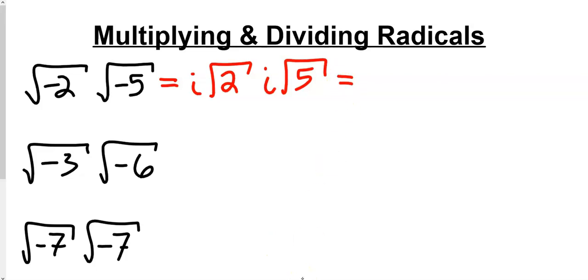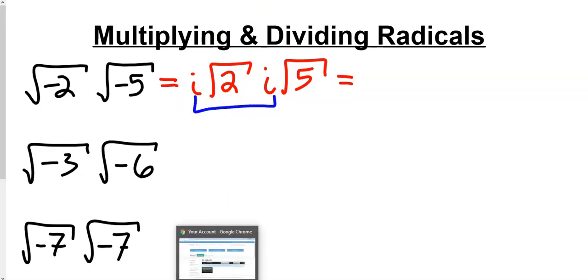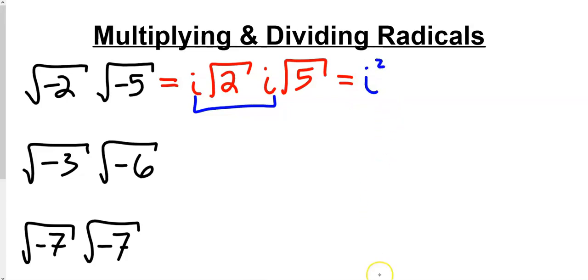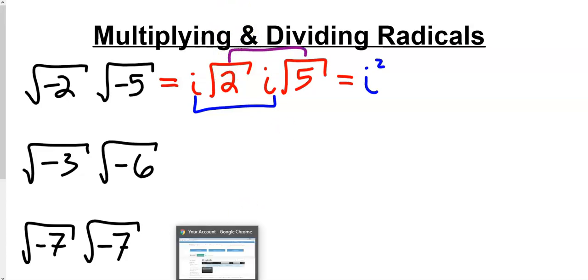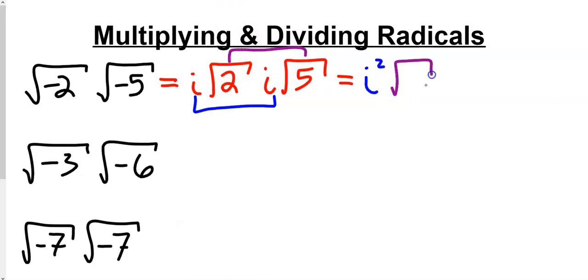Remember, numbers multiply numbers, radicals multiply radicals. So my i's will act as numbers. What's i times i? That's i squared, which we'll talk about soon enough. And then let your radicals multiply your radicals. So the square root of 2 will multiply the square root of 5 and become the square root of 10. See, it works the same way as what we did before. Numbers multiplying numbers, radicals multiplying radicals.